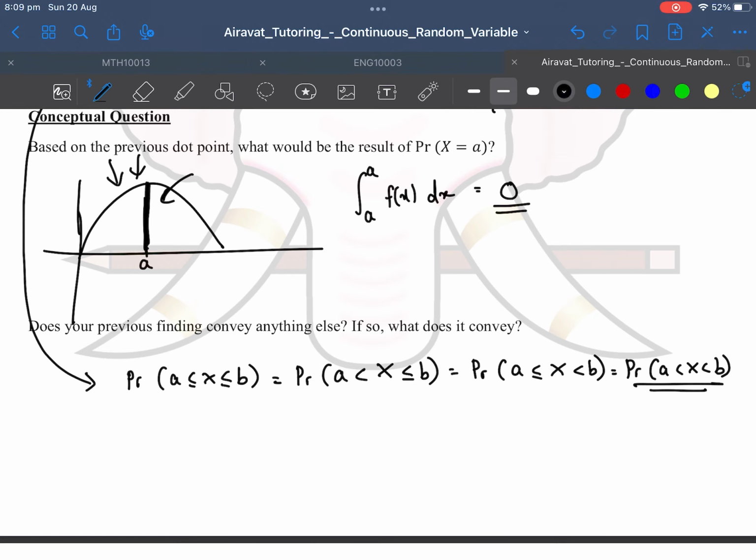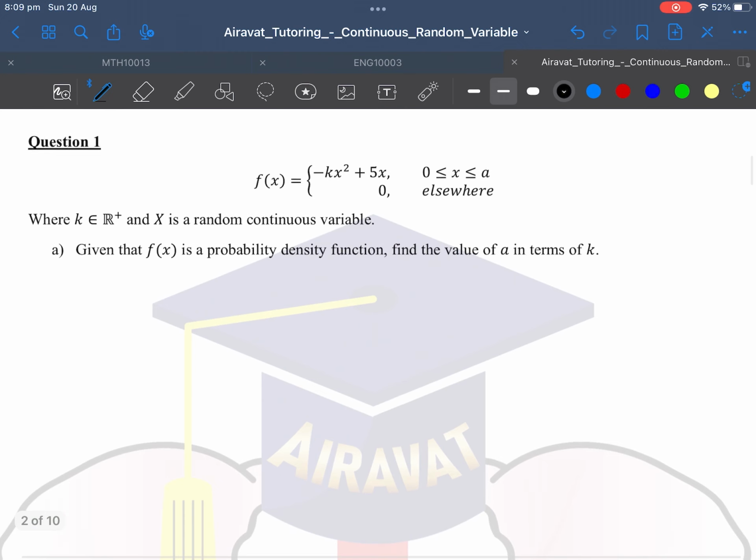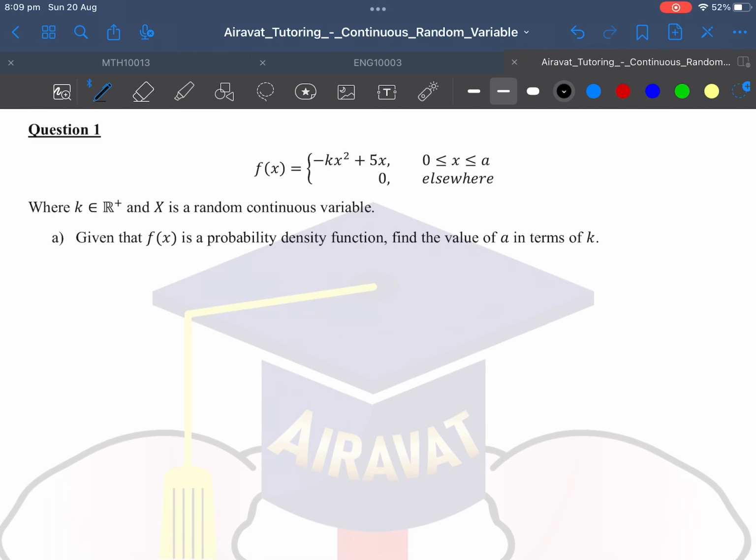Okay, I hope that made sense. Let's move on. So we have our first question. Alright, so we have this f of x where k is positive real numbers. When you say this, it's basically 0 to infinity. It does not include 0.